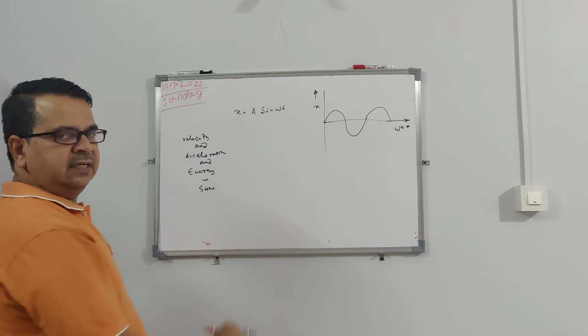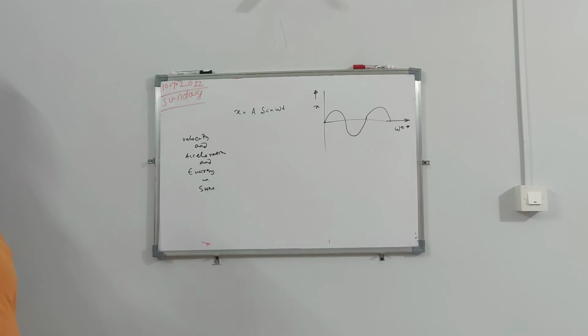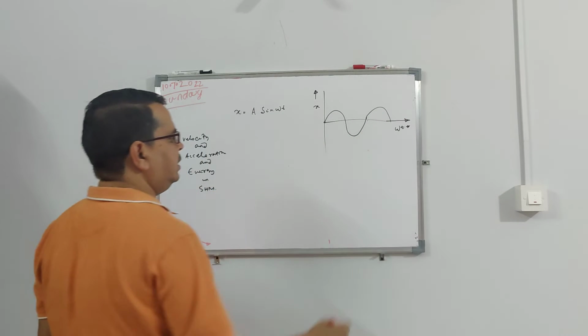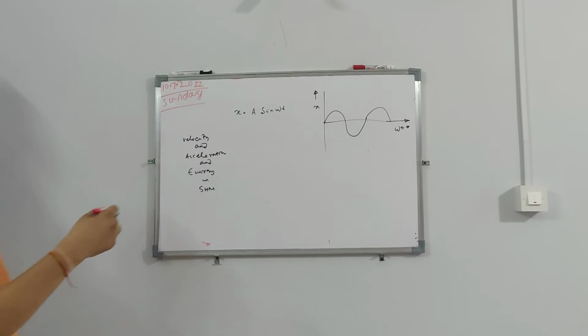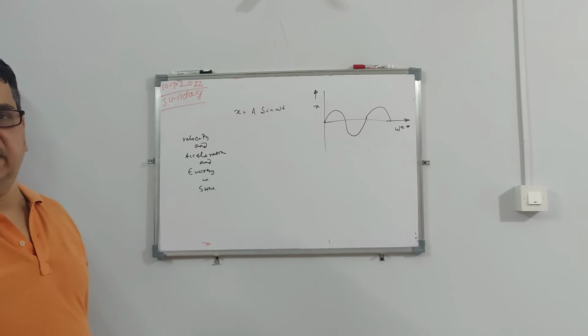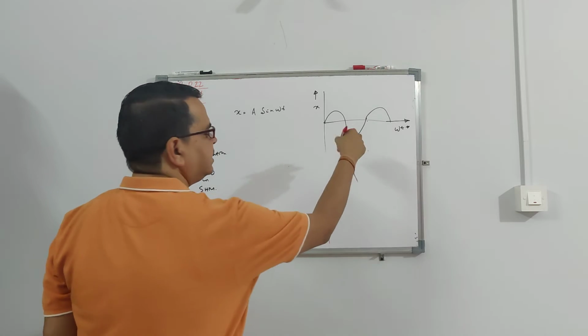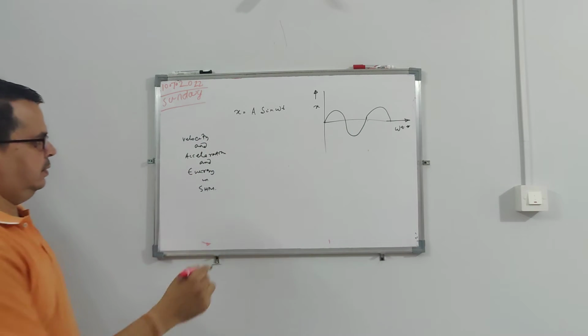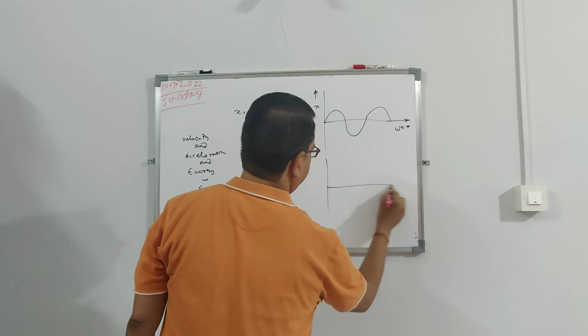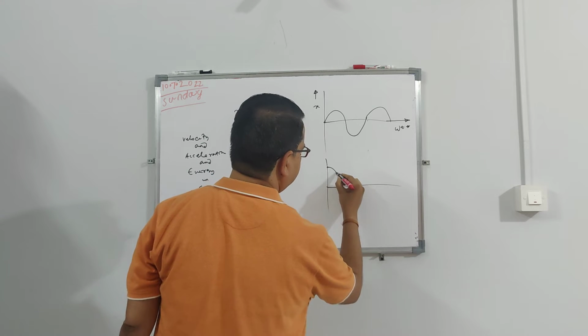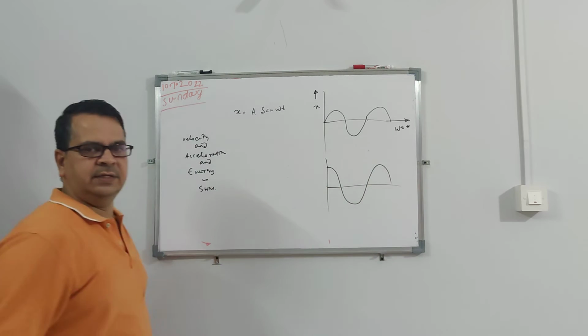So x is equal to A sin omega t. This is the equation of simple harmonic motion, and that is how the displacement varies with respect to time. This is a sine curve. It can also be a cosine curve. You know the cosine curve is just like this. This is the cosine curve.